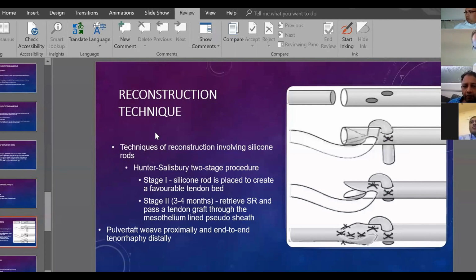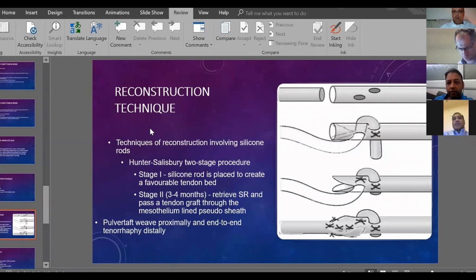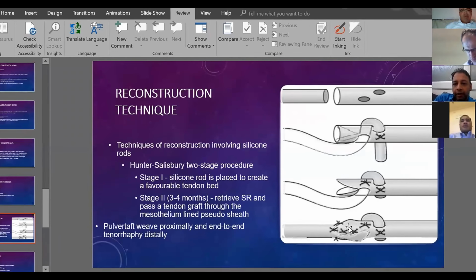There are quite a few techniques for the reconstruction, but the most common technique is the Hunter technique, which is a two-stage technique, where in stage 1, a silicone rod is placed to create a favorable tendon bed. And then stage 2 is after 3 to 4 months, once there is a pseudosheath formation, then you can do the tendon graft. Usually this reconstruction is done by the Pulvertaft technique, where the tendon is weaved through the flexor tendon, and then it is sutured.